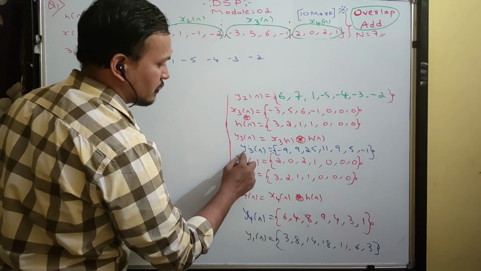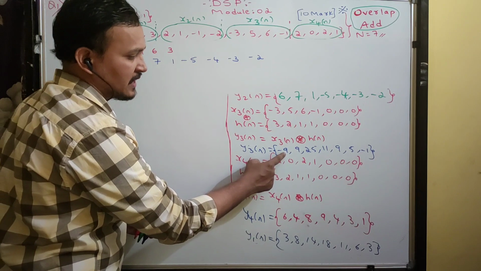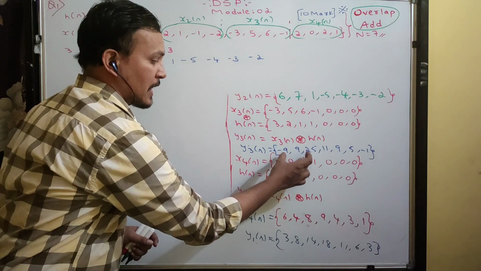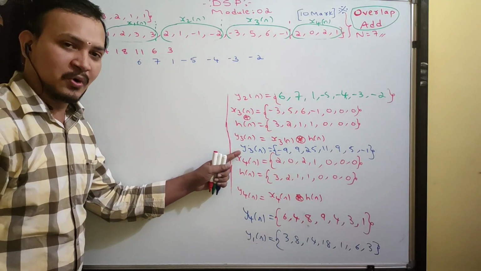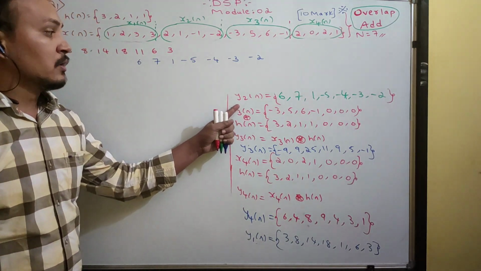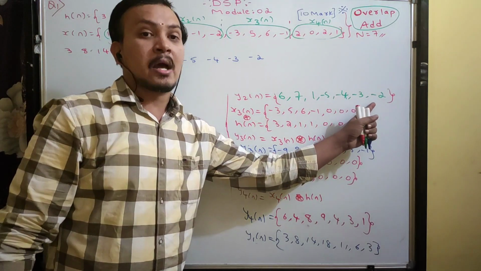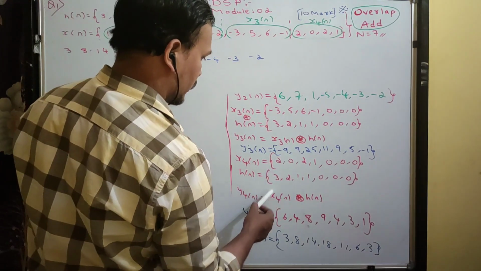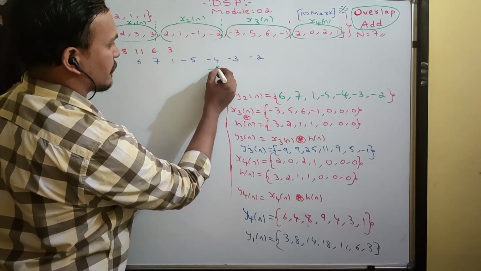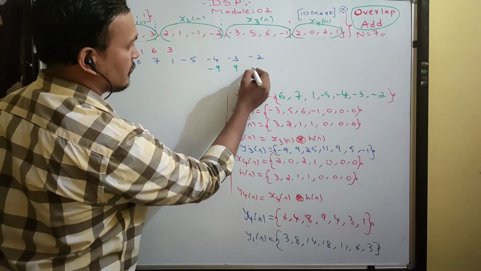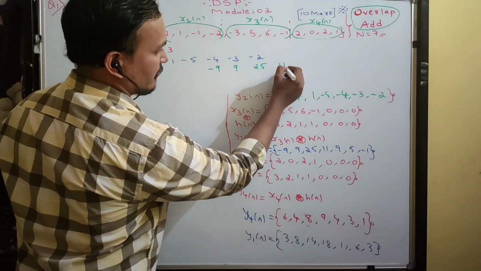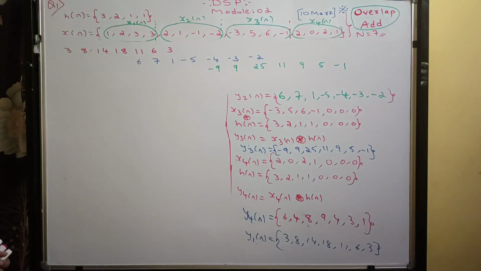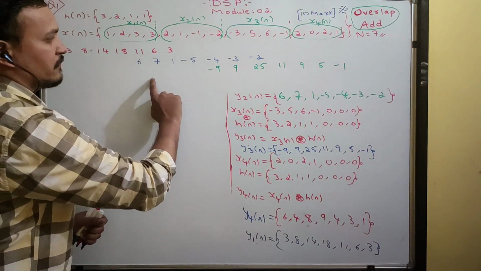Next, y3 of n. What is the y3 of n output? Minus 9, 9, 25, 11, 9, 5, minus 1. Now I need to overlap this with the previous output. What is the previous output? y2 of n. In y2 of n, the last m-1 samples, you overlap with this output. So by overlapping, you get minus 9, 9, 25, 11, 9, 5, minus 1. y1 of n, y2 of n, y3 of n.